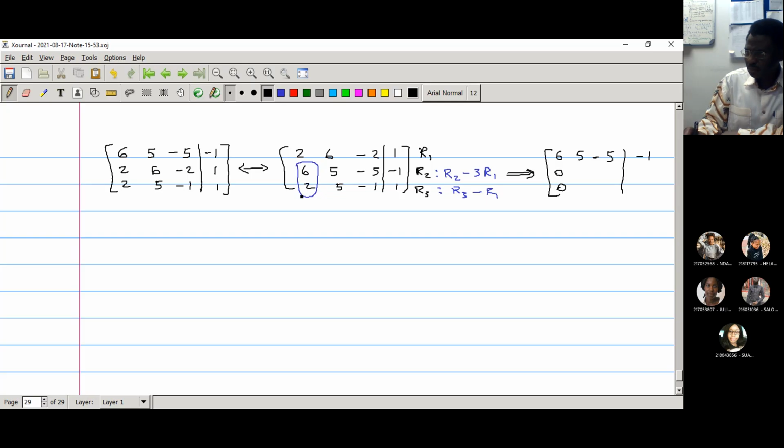Sorry? Is the first row 6, 5, negative 5 or 2, 6, negative 2? Negative 2, sorry. Thank you. No, I mean the whole row there. Was this not supposed to be 2, 6, then negative 2? I think I copied here instead of copying here. I copied from the first augmented matrix, sorry.